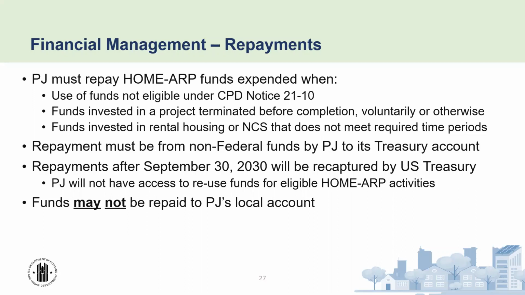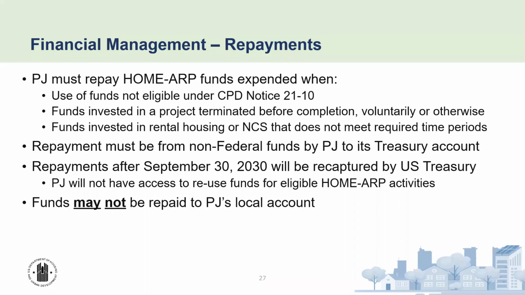So any repayment of HOME-ARP funds must be made by the PJ because HUD's agreement is with the PJ. The repayment would be made with non-federal funds, and those funds would be repaid to the PJ's HOME-ARP treasury account. So big difference here from regular HOME guidance. In regular HOME, the PJ can repay its local account and record that repayment as an IU receipt fund type in IDIS. There is no IU receipt fund type for HOME-ARP. So those repayments must be made to the PJ's HOME-ARP treasury account.